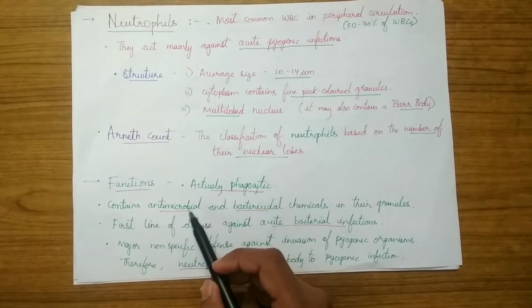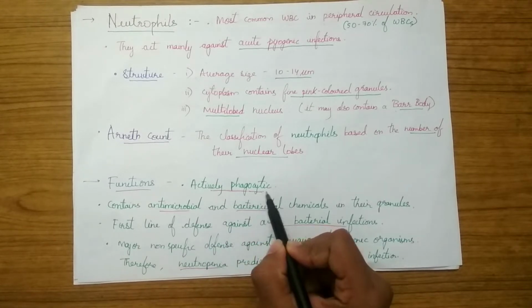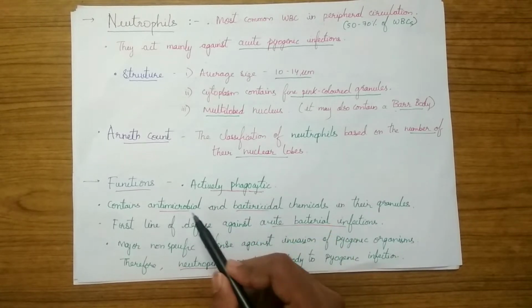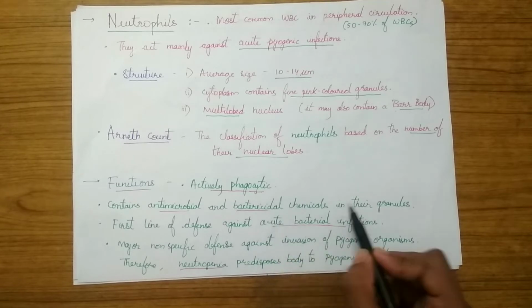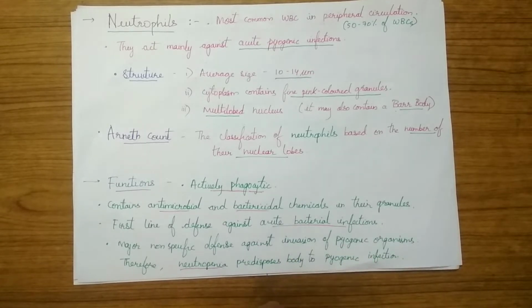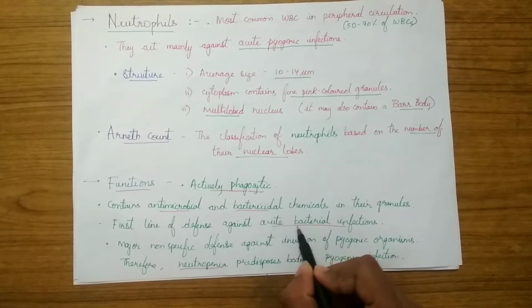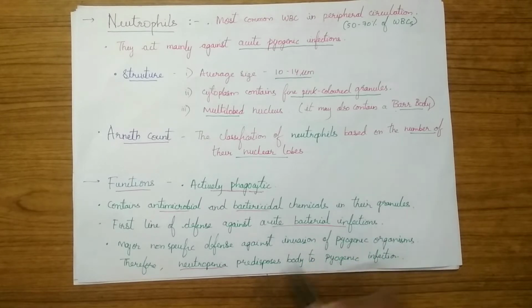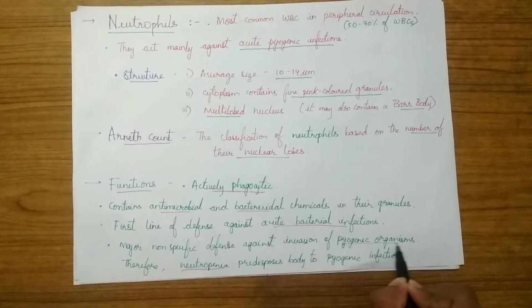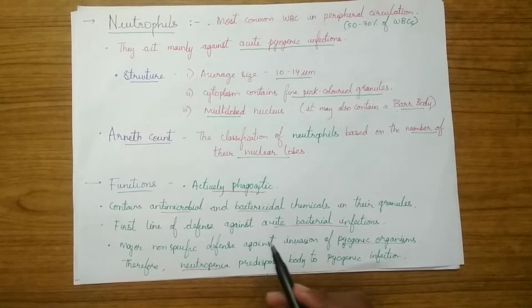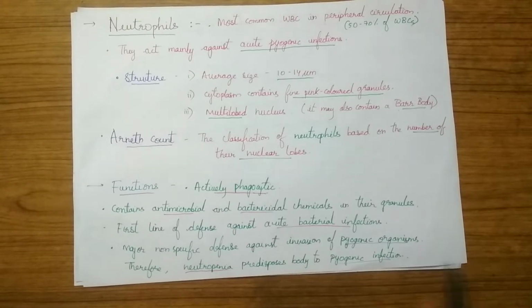Now let's talk about the functions of the neutrophils. They are actively phagocytic. They contain many antimicrobial and bactericidal chemicals in their granules. They are the first line of defense against acute bacterial infections, and they also play the role of major non-specific defense against the invasion of pyogenic organisms. Therefore, a decrease in the number of neutrophils, which is also known as neutropenia, predisposes the body to pyogenic infection.